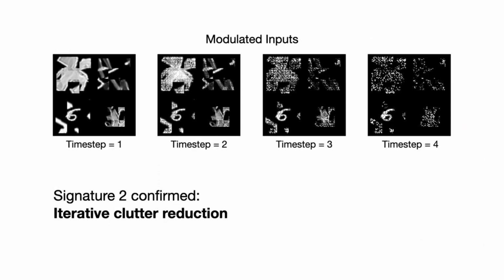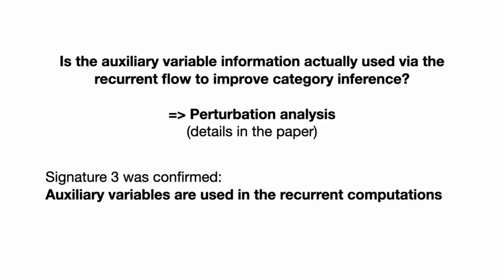We also check the inputs, and the modulated inputs, the input plus the top-down connection information flow, shows signatures of iterative clutter reduction. As we go deeper into the network in terms of time, the debris is reduced and the input only retains information about the intact digit.